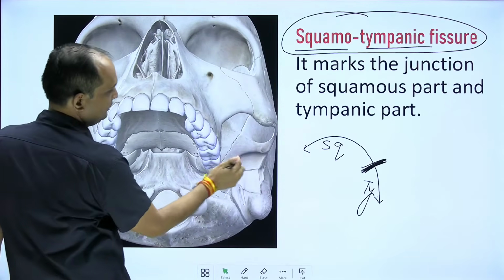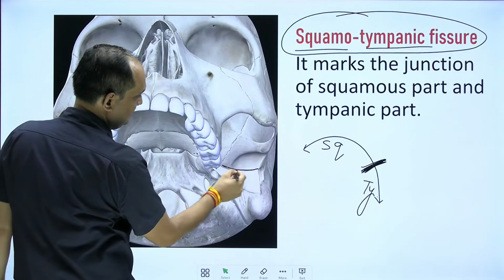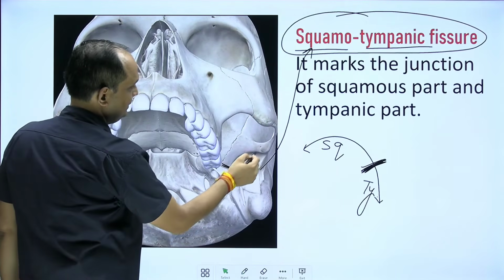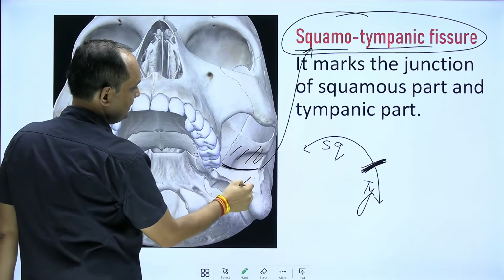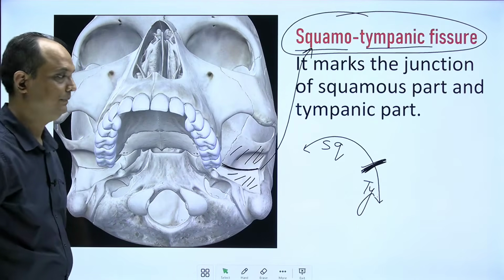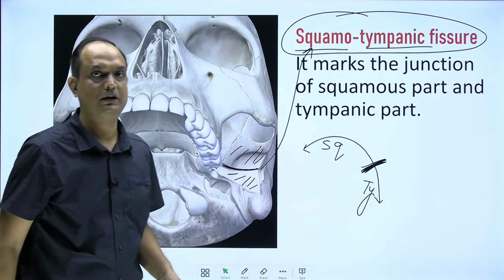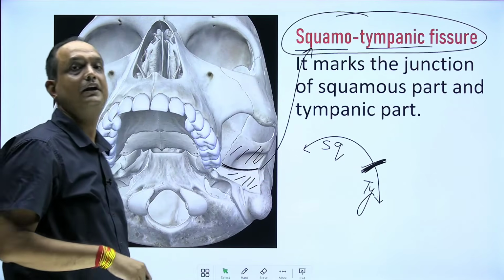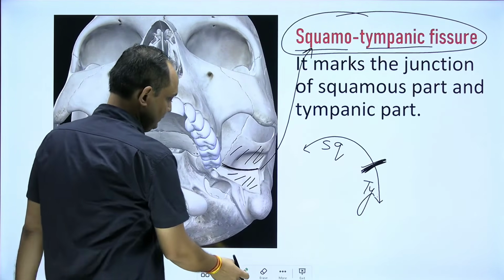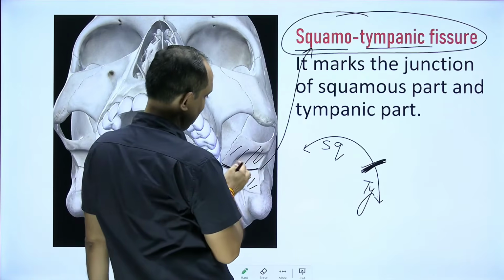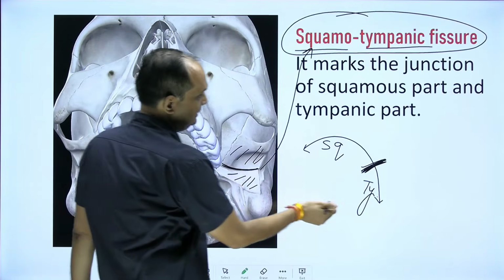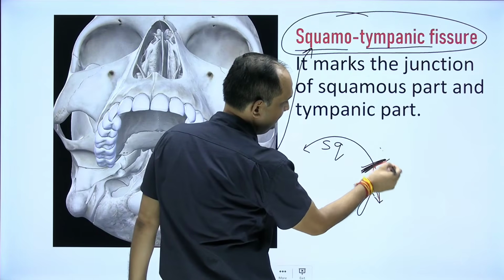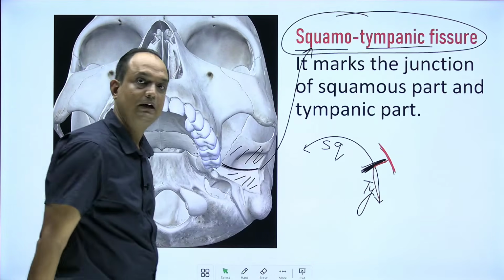So, this is your mandibular fossa. In this fossa, this is the line, and this line is known as squamotympanic fissure. Anterior to that you have the squamous part, posterior to that you have the tympanic part. But my dear students, this squamotympanic fissure is further divided into two parts. How? Because I just told you that this tympanic plate is going deep at this point, and when it goes deep, it makes a joint with the petrous part of the temporal bone.